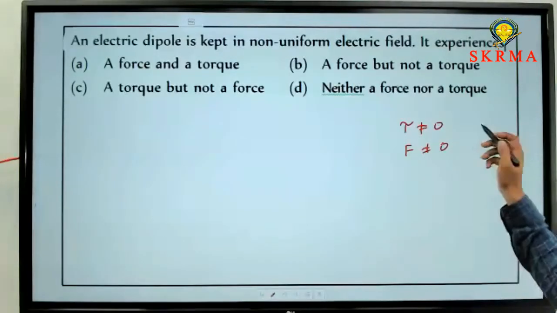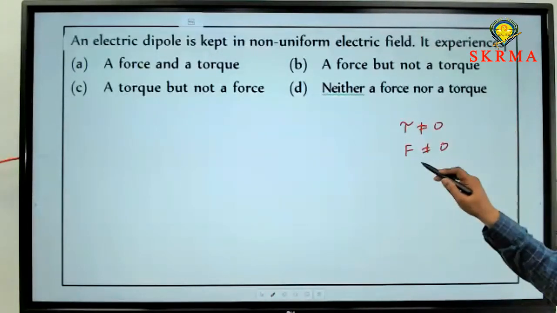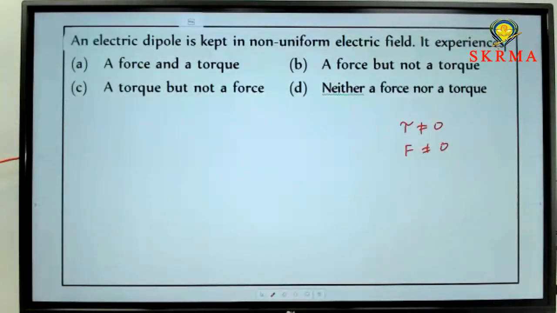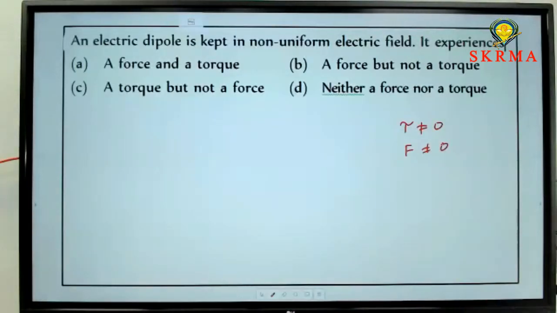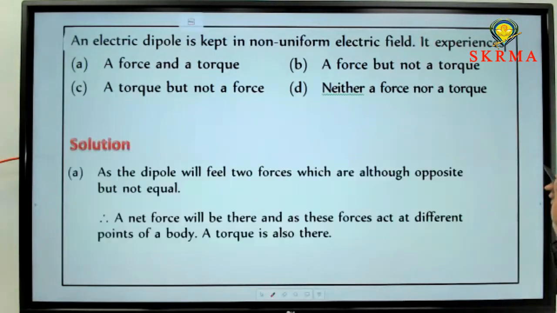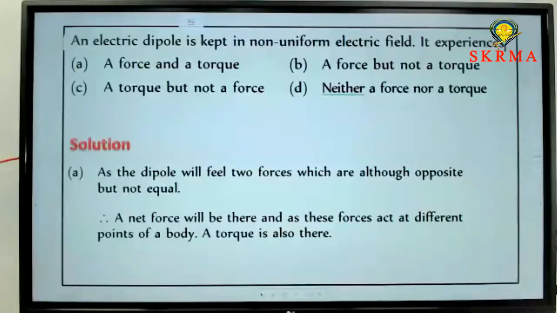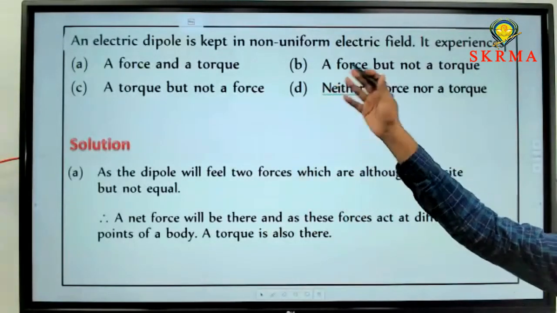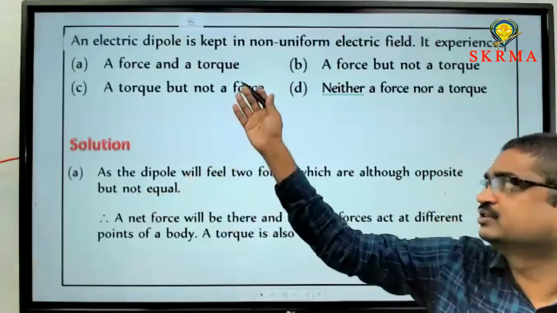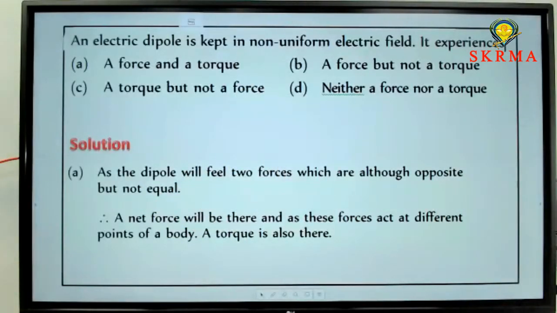Torque non-zero means there is a torque. Force non-zero means there is a force. So which option are you going to select? The first one is the correct one. It experiences both torque and force. Both are non-zero, so you have to select the first one as the correct one.